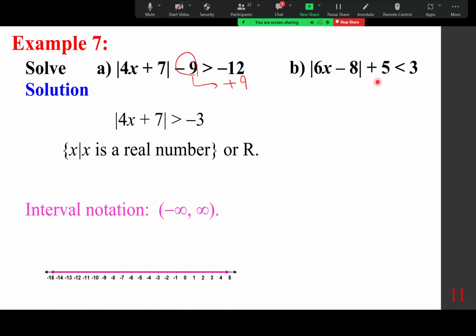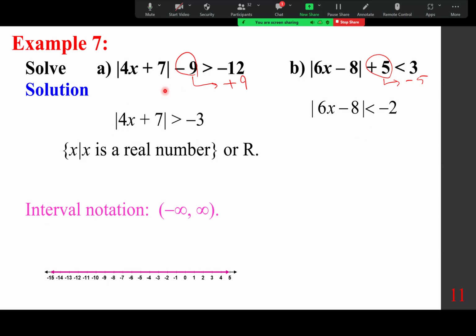Part B, the absolute value of 6x minus 8 plus 5 is less than 3. So pay attention to the fact that this was greater than, this is less than. So first step, the same as this one, is isolation, which means we are going to move positive 5. And when we do that, the right side becomes negative 2.